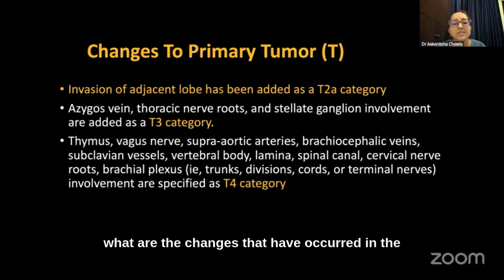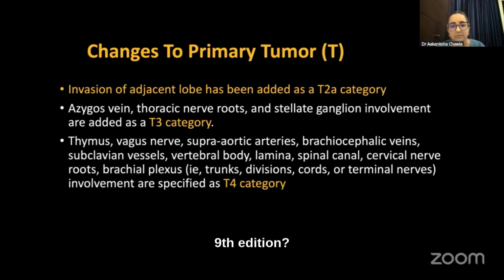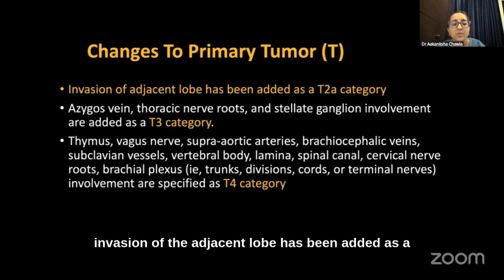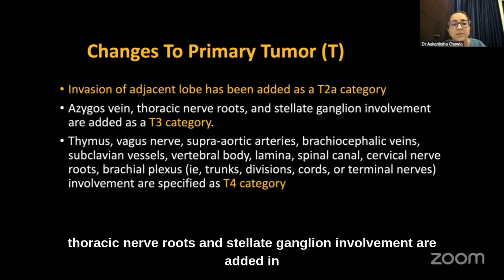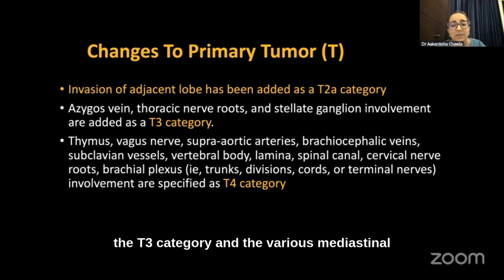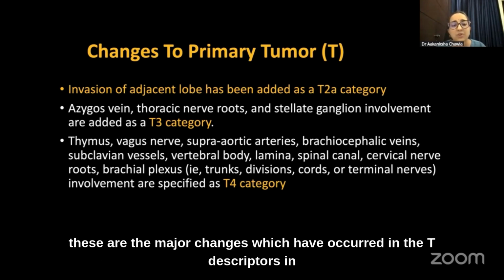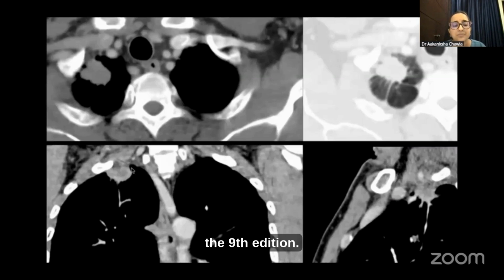Now, what are the changes that have occurred in the ninth edition? Not very major changes, but little changes in the categories. So invasion of the adjacent lobe has been added as a T2A category that we just discussed in the T descriptors. Then azygous vein, thoracic nerve roots, and stellate ganglion involvement are added in the T3 category. And the various mediastinal structures and the vertebral bodies, the spinal canal, and the vessels, specific involvement has been added in the T4 category. So these are the major changes which have occurred in the T descriptors in the ninth edition.